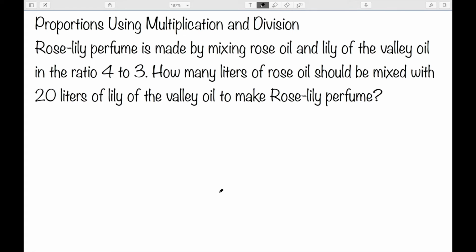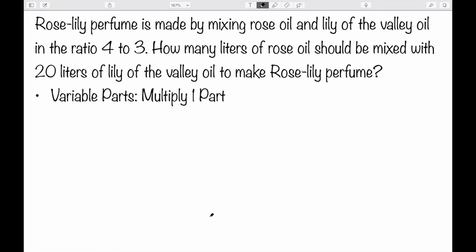As an example, consider the problem: rose lily perfume is made by mixing rose oil and lily of the valley oil in the ratio of 4:3. How many liters of rose oil should be mixed with 20 liters of lily of the valley oil to make rose lily perfume? Since the lily oil is the 3 part of the ratio, we would need to repeatedly add 3. 3 plus 3 is 6, plus 3 is 9, plus 3 is 12, and we can keep going, but we won't hit 20 exactly. So here our repeated addition method doesn't work. I want to look at some different ways we could think about solving this problem using multiplication and division.